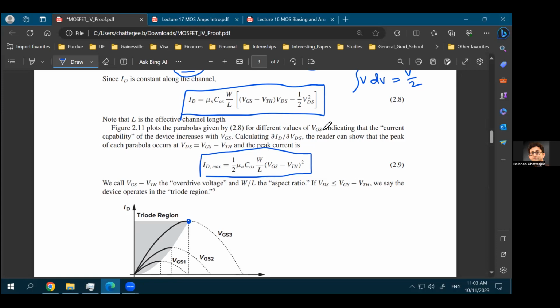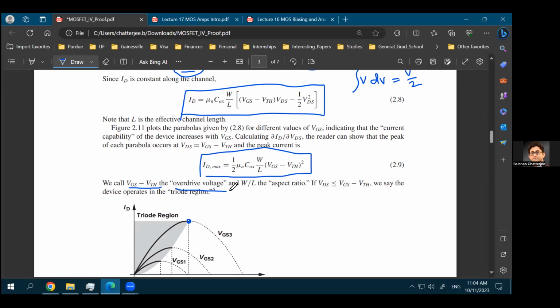Now, of course, it can be maxima or minima, and for that you generally take a second derivative, and depending on whether your second derivative is negative or positive, you say whether it's a maxima or minima. But in this case, it's always a maxima, as you see over here, and the value of your ID max will be half mu n COX times W over L times VGS minus VT whole squared. So this VGS minus VT, as we have mentioned in the previous class, is called the overdrive voltage. That is the amount by which you're applying an additional gate voltage.